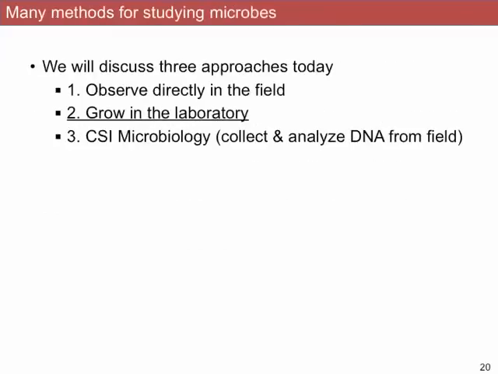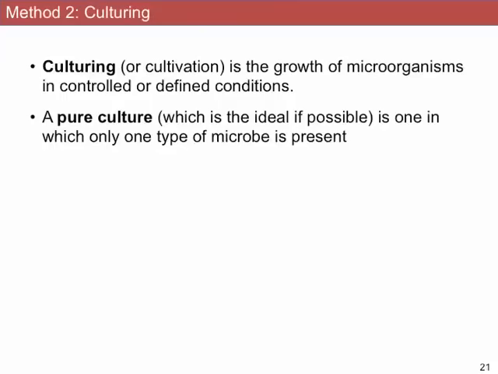What many scientists do, if they're interested in the microbes in a particular environment, is go to that environment, bring back samples, and try to grow the microbes in those samples in the laboratory under controlled conditions, where you can make larger volumes of particular microbes and do more detailed studies of them. This is generally called culturing, the growth of microorganisms in defined conditions in the laboratory.